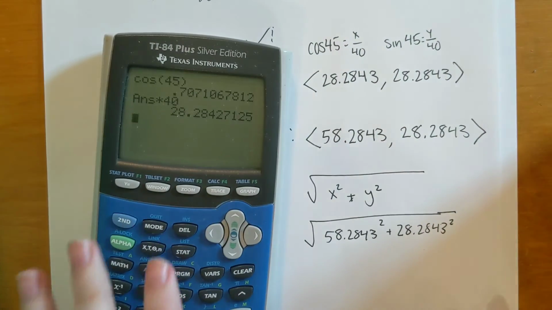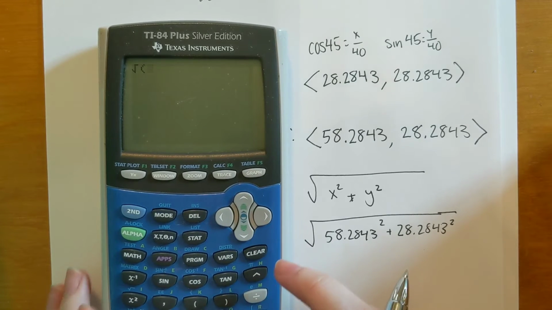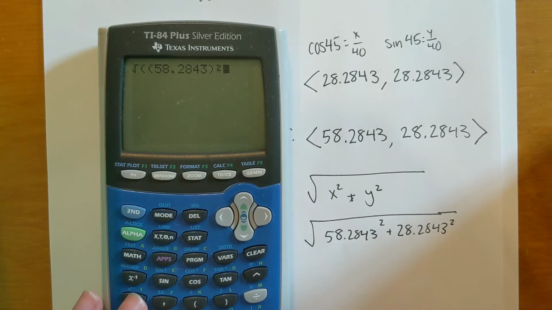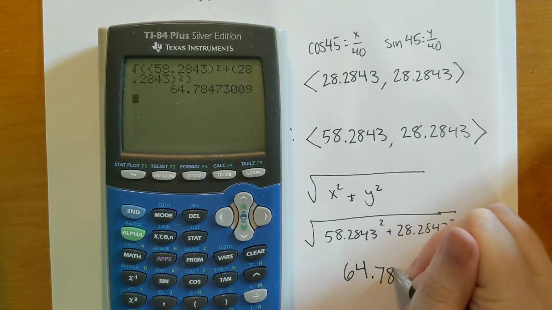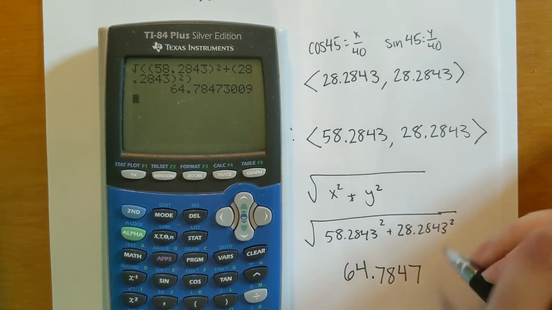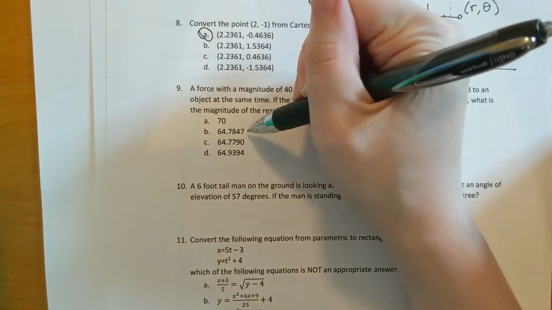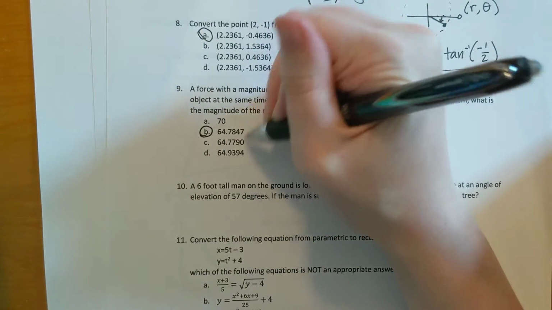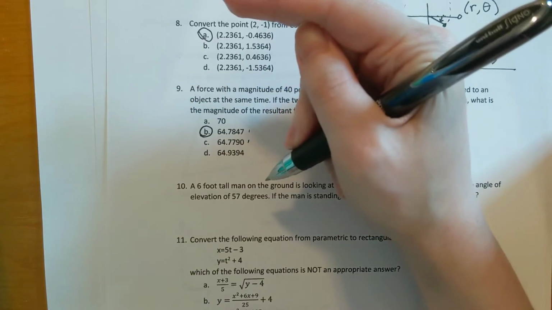All right, so that's some boring calculator stuff. Let's have him do the work for us. All right, so I'm going to make sure I get all my good parentheses in there. All right, 58.2843 squared plus 28.2843 squared, 64.7847. So hopefully that matches one of our answers. Yay! Yeah, these are all really, especially these two, very, very close together. If you round too soon, they're going to try to get you.